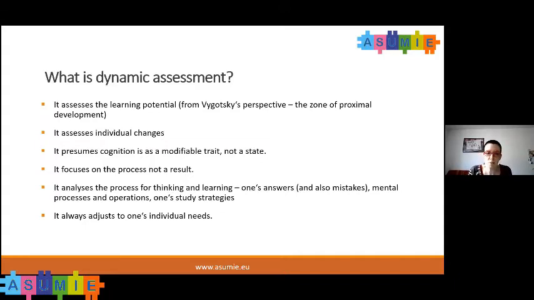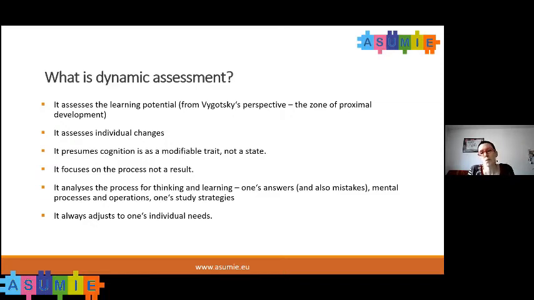So discussion about mistakes, discussion about correct answers, this is an inevitable part of the whole dynamic process. And in fact, it's quite big fun, because when you work with children, it varies. Each assessment is different. Each work is different, because each child has her or his individual needs. And this is the last statement which you see here, that the assessment always adjusts to a child's needs.